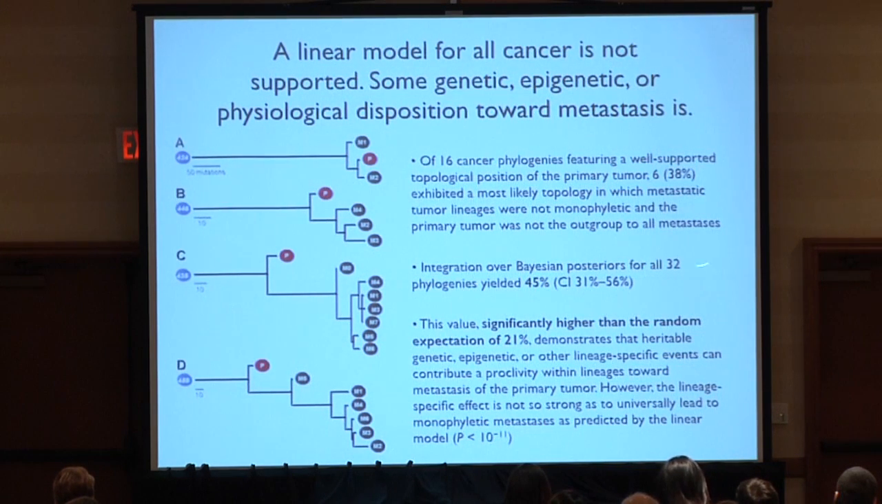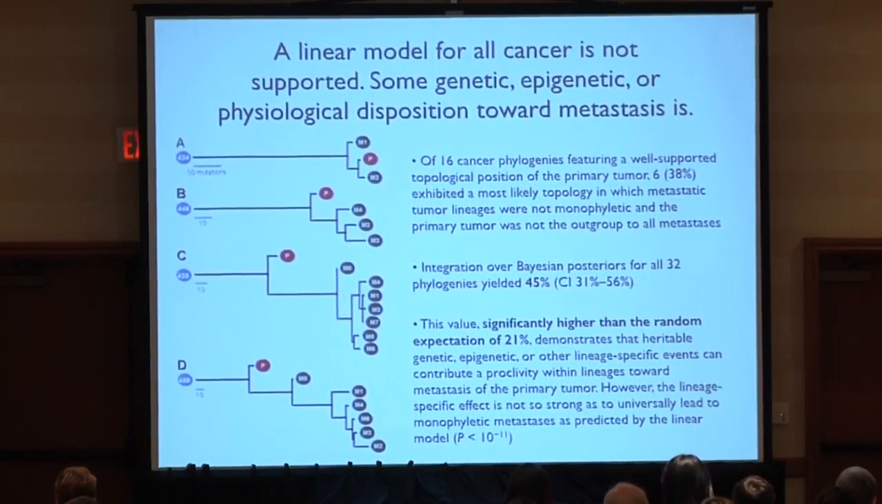Integration over Bayesian posteriors for all 32 phylogenies, that is where we take the uncertainty of the phylogenetic inference and just integrate over all of them, yields a very similar percentage, 45%. You can see the confidence interval for that overlaps with the 6 where we had really well-supported phylogenies. This value is significantly higher than the random expectation of 21%. That's how much we expect if it were just randomly distributed. It's significantly higher, so it demonstrates that there's some heritable genetic, epigenetic, or lineage-specific events, it could be just physiological, that contribute a proclivity within lineages toward metastasis, but it does not agree with a lineage-specific effect that's so strong that it demands specific genetic changes for metastasis to occur.